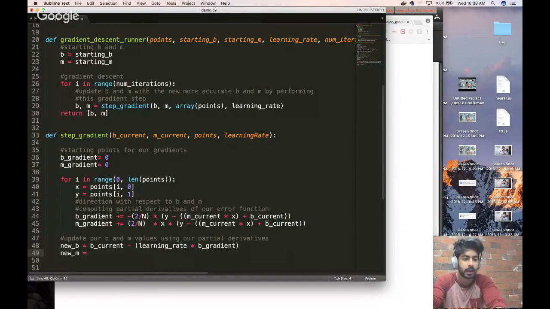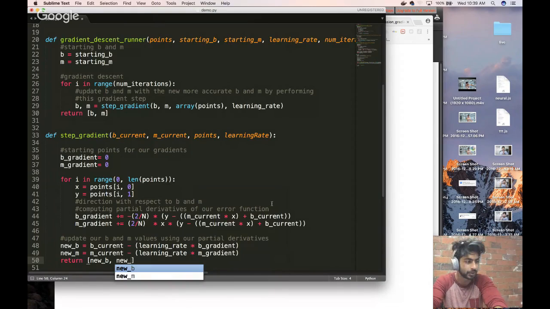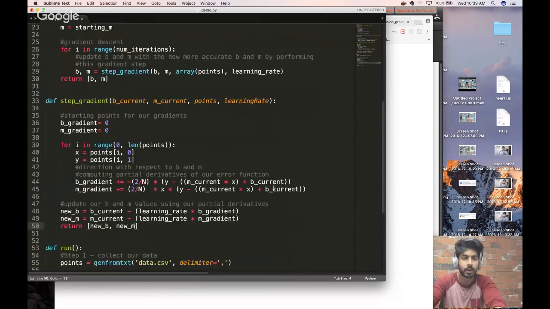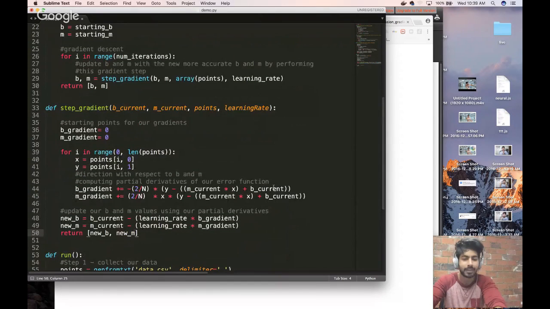And then also our M current minus learning rate times the M gradient. Okay, and then we'll return those values. And we're doing this every time, right? This new B and new M. It's not our final B and M. It's a step function. We're doing this every iteration, right? We're doing this for the number of iterations we had, 1,000. But it's going to return a new B and M value every time.